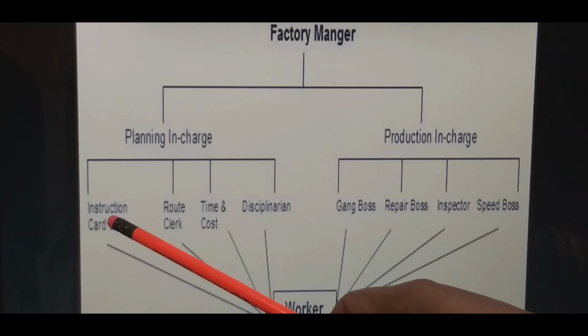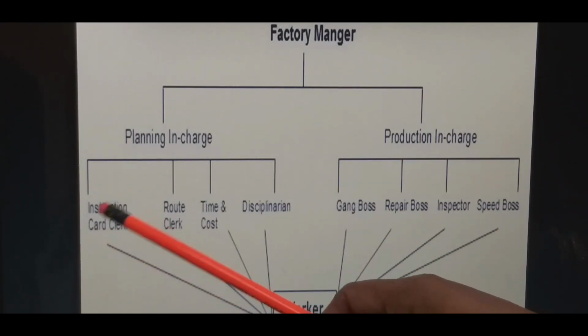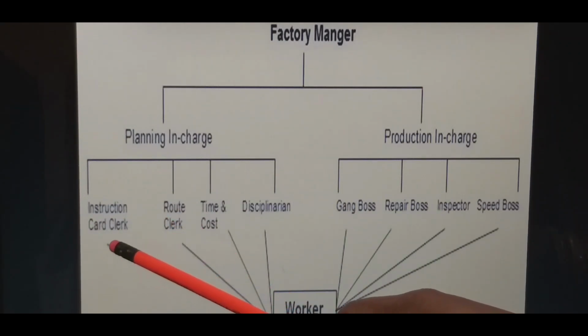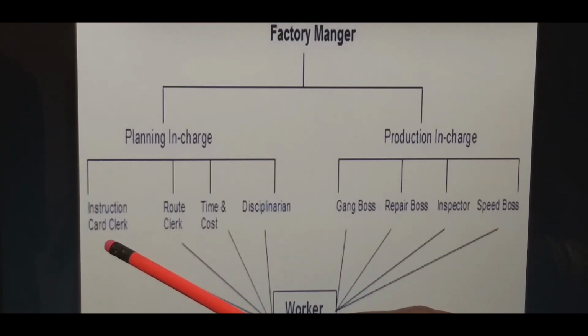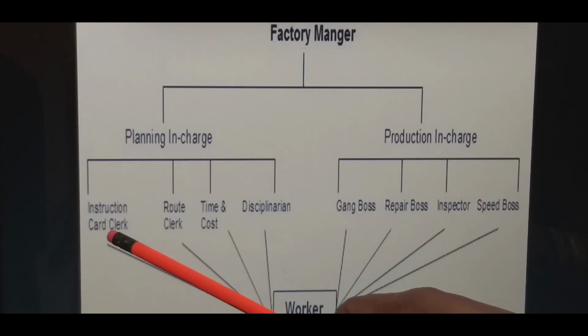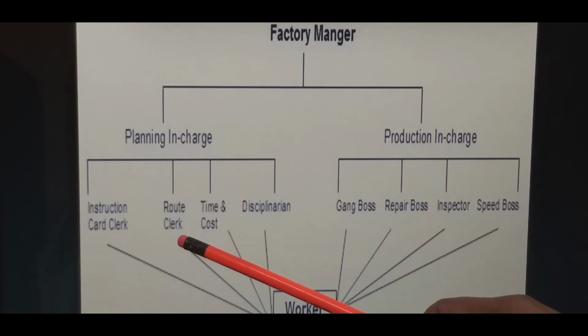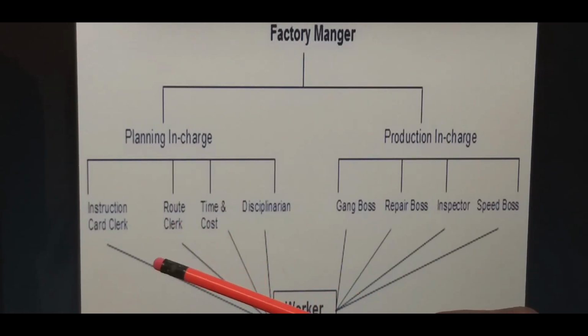The first one is instruction card clerk. Instruction card clerk, the name itself tells the function of this clerk. His function is to prepare the instructions for the workers, that is how they will do the work. The necessary instructions are being prepared by the instruction card clerk. Second is route clerk. His work is to decide the sequence of the activities. See, in order to get the work completed, there may be several stages, processes of completing the work.